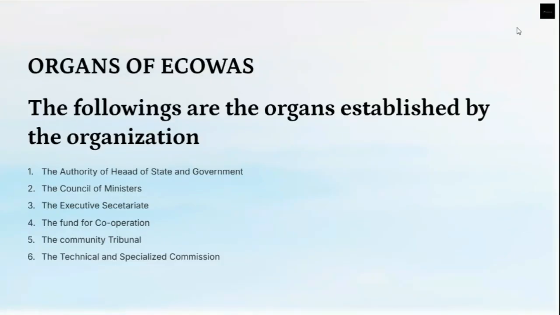Then we'll talk about the executive secretary. Now, the executive secretary is the administrative organ of ECOWAS. It is located in Abuja. The secretary general is the head of the secretariat. Now, what are the functions? They do annual reports, appointment of staff, they make the budget, they prepare meetings, arrangements for meetings. Of course, you know what secretaries do.